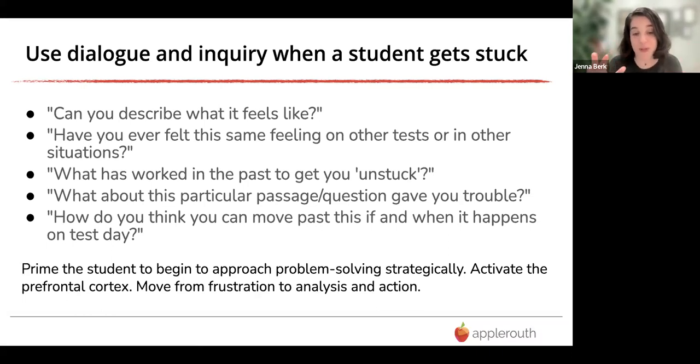So you want to prime your student to begin to approach problem solving strategically. So getting that prefrontal cortex involved, moving from frustration to analysis. So that's the, have you ever felt the same feeling? What has worked in the past? What about this passage gave you trouble? And then action. How can you move past this?